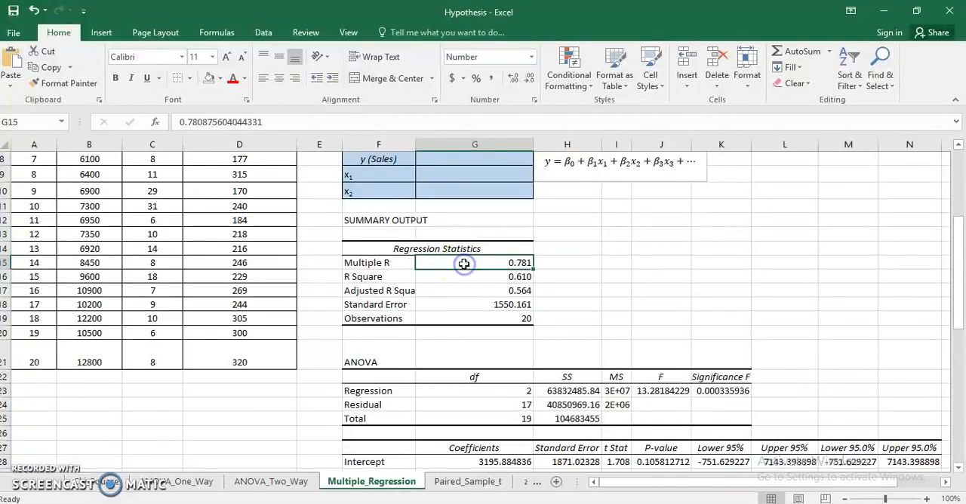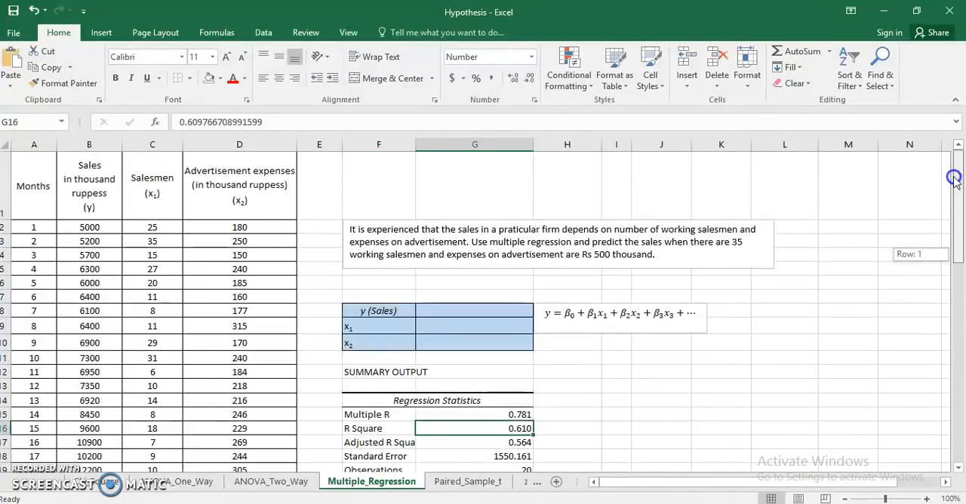So the first part to understand is multiple R. It is showing a very strong correlation. That means 0.78 is the multiple correlation coefficient. Then I have an R squared value, which is 0.61. R squared value explains how much variation in the dependent is explained by the independents combined. If I convert 0.61 into percentage, it is 61%. 61% of variation in sales is impacted by, or is caused by, number of salesmen and advertisement expenses.